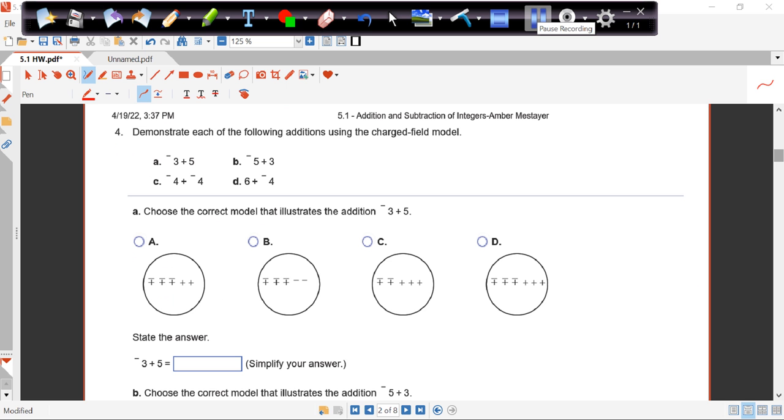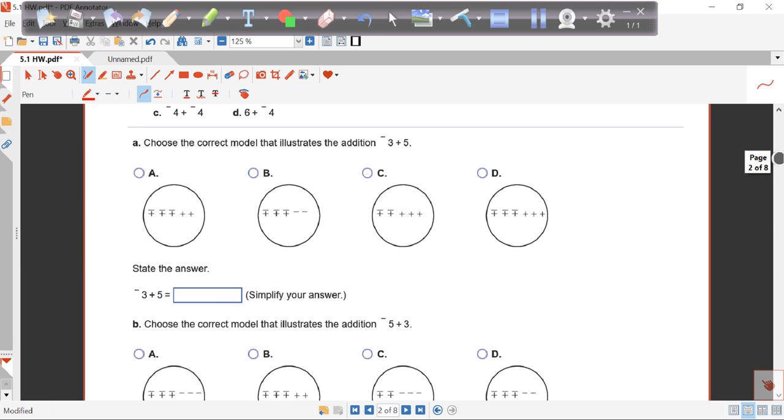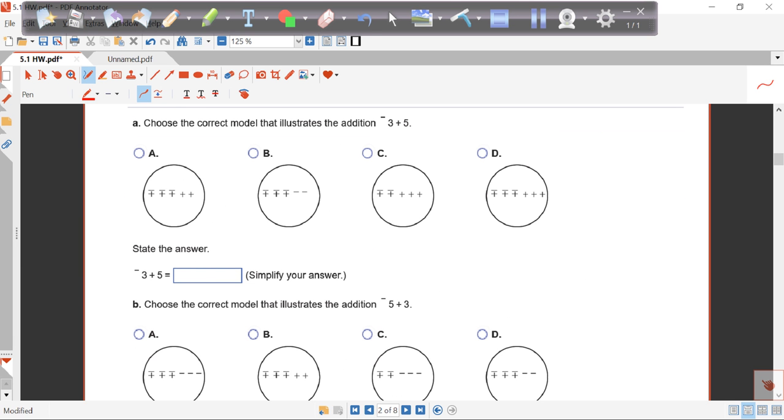So number 4, demonstrate each of the following additions using the charge field model. Remember, that's with the positives and negatives. So I'm going to draw it off to the side, and then we'll pick the picture that goes correctly with it. So we're going to start with negative 3 plus 5. So I'm going to do 3 negatives and 5 positives. And so that picture looks like A. And then remember, these cancel each other, and we're left with positive 2.